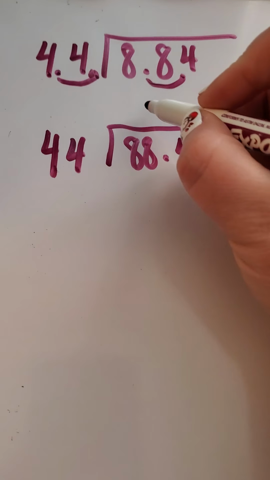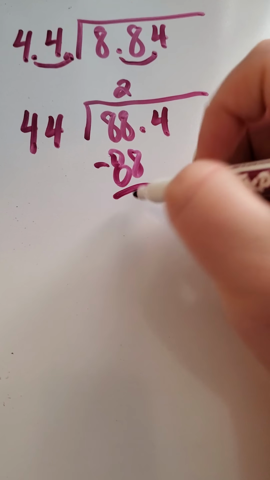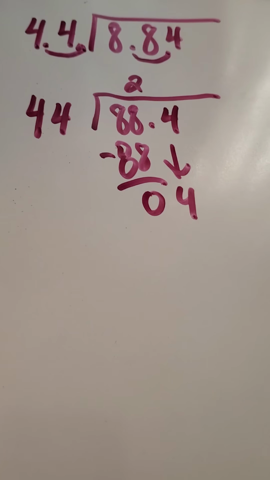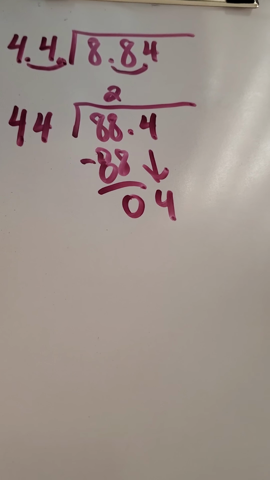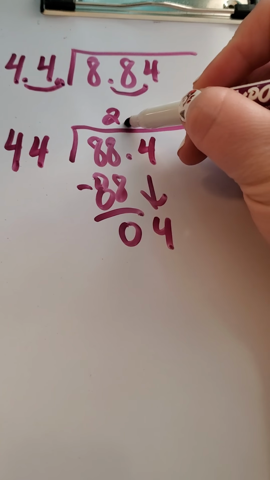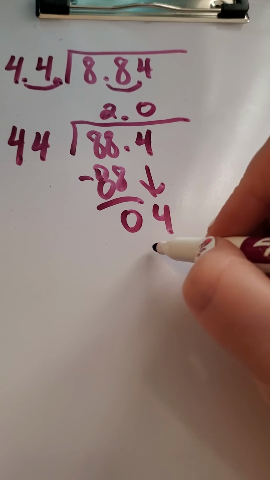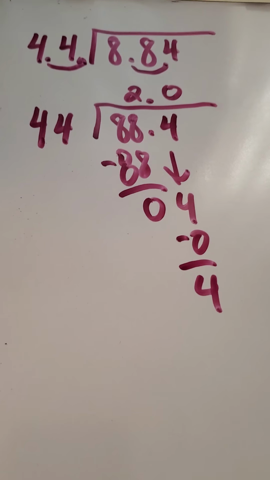44 goes into 88 twice. -88. Now I have a little bit of a problem. I have 44 going into 4. That's not possible. So I'm going to scooch this up. It doesn't go into it at all. So I subtract, and I have a remainder.